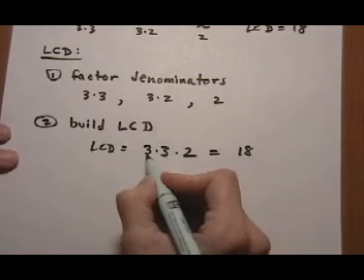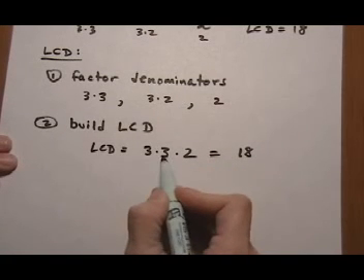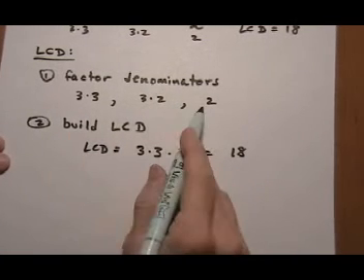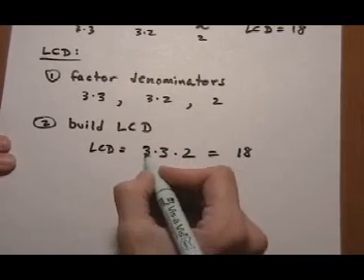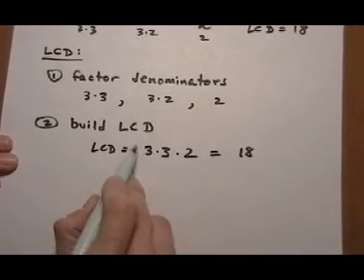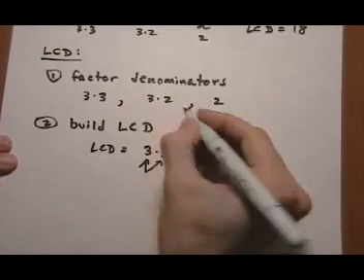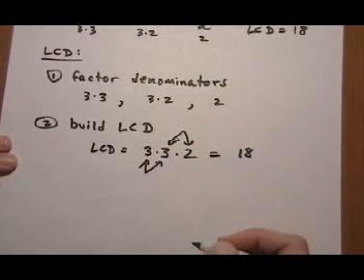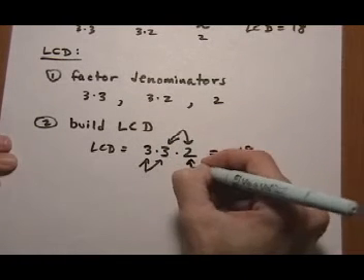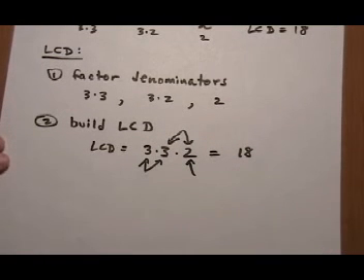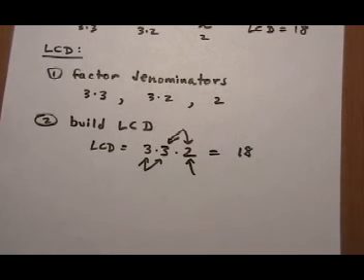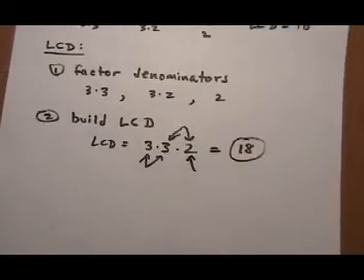And just notice when you're done building it that the LCD should contain every denominator completely without having any extra pieces that we don't need. So 3 times 3 would be right there. 3 times 2 is right there. And just the 2 is right there. So everything's contained. Okay, so that was number 1. Let's look at another one.